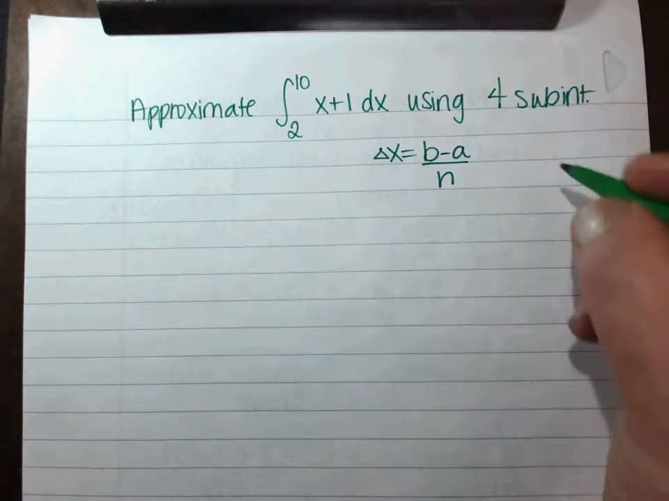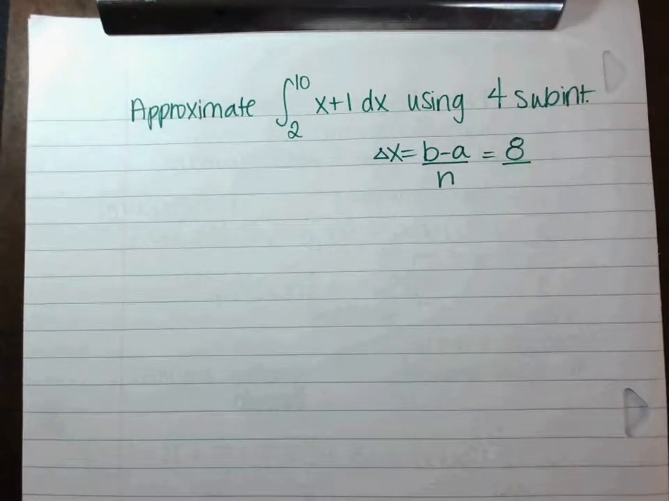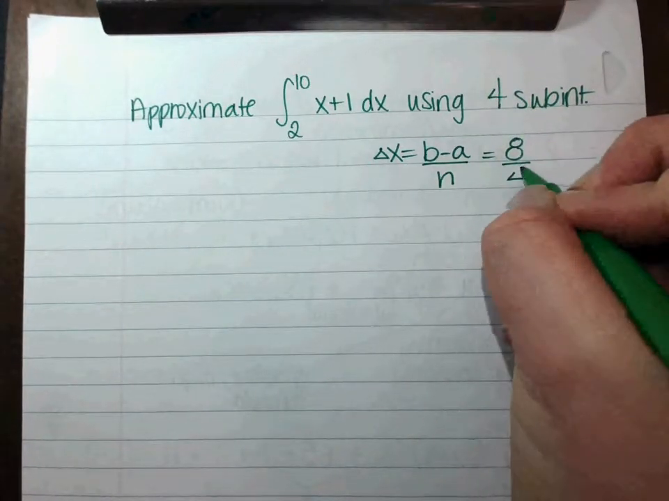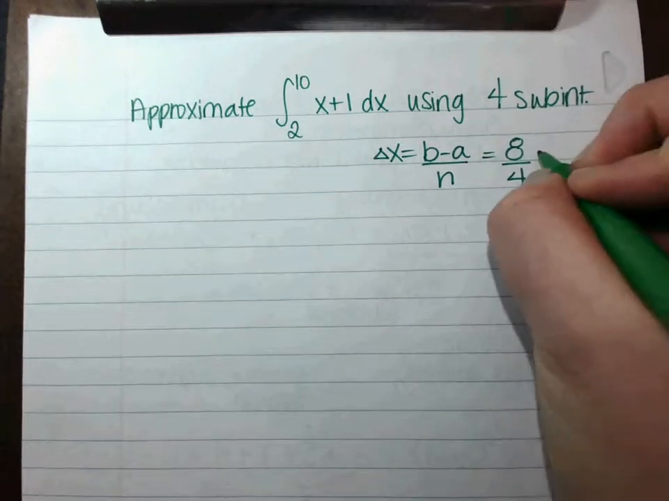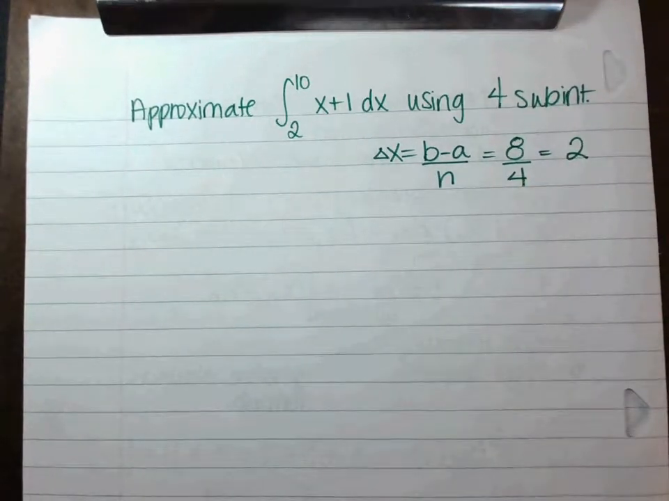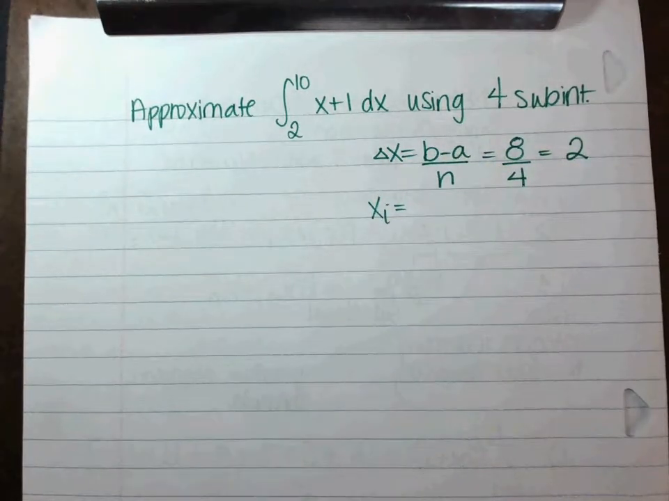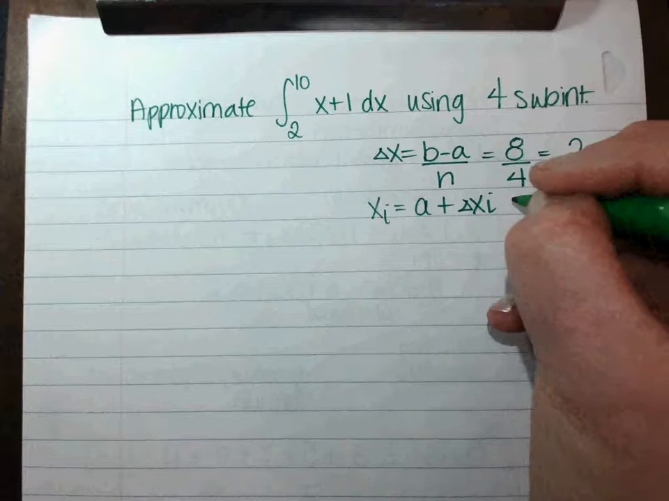If I'm shading from 2 to 10, how wide is that? 10 minus 2 is 8. And then I want to divide by n, which is how many rectangles I want. 4 rectangles. So if it's 8 wide divided into 4 pieces, how wide is each piece? 2. That's the width. Now x sub i is whatever you're starting the shading at and then adding your width. I'm going to write that right here: a plus delta x i.